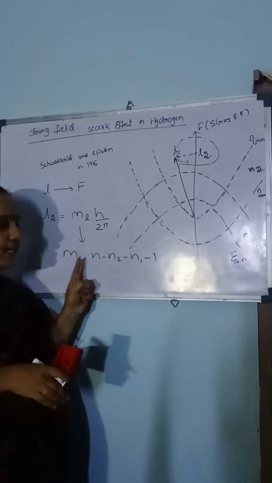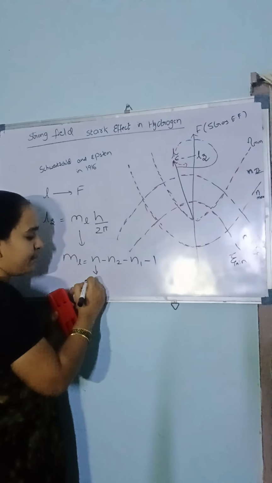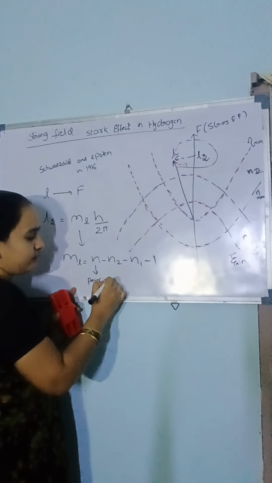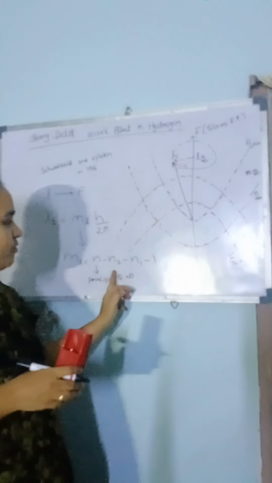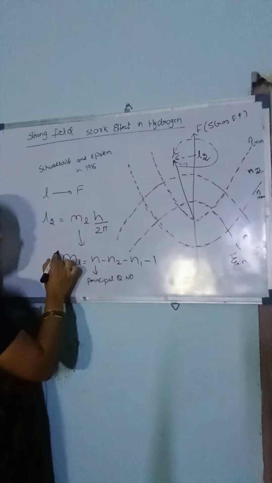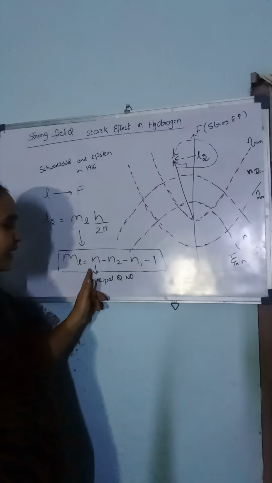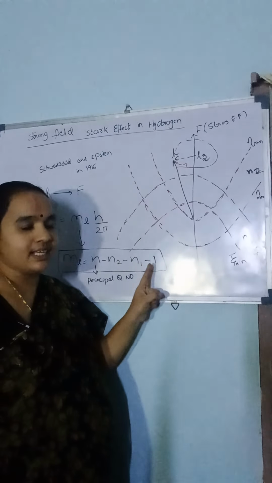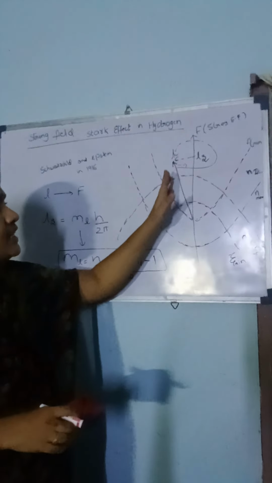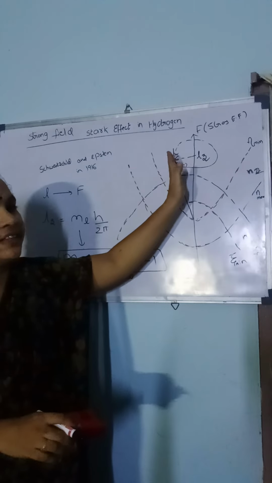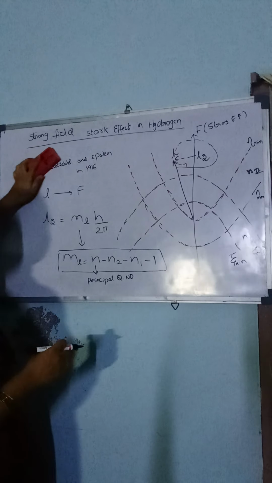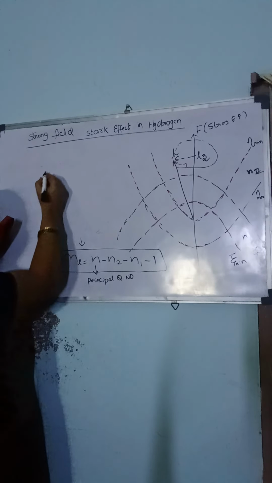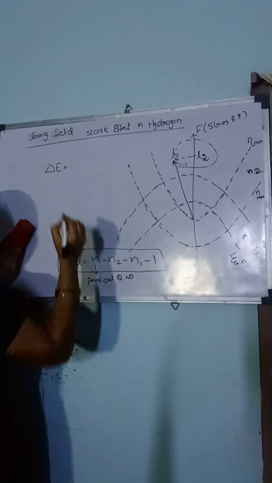So this ml depends upon the principal quantum number n and the remaining two parabolic quantum numbers n1 and n2. So, very important one, here ml is equal to n minus n2 minus n1 minus 1. Here the interaction energy is also different. So what is the interaction energy? It is the interaction between the orbital angular momentum and the strong electric field. This is written by the term delta E.